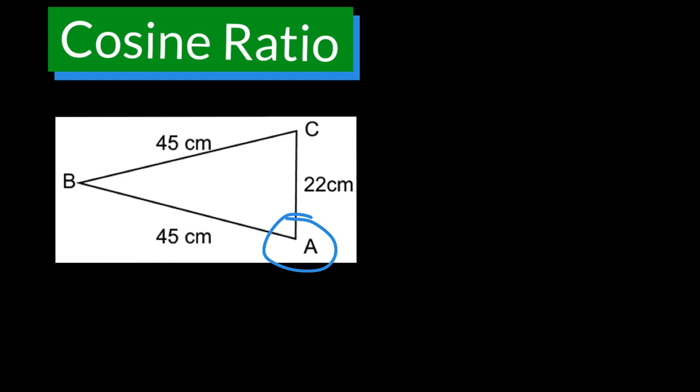Now, since two sides are equal, we know that this is an isosceles triangle, which means angles A and C will be equal. So that also means that if we were to draw a perpendicular line here from angle B to side AC, it would create two equal right triangles. We'll call this right angle here angle D. So triangle ABD is a right triangle.